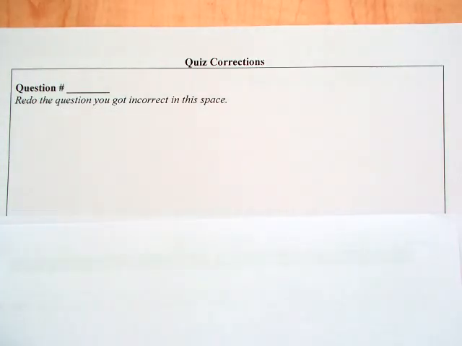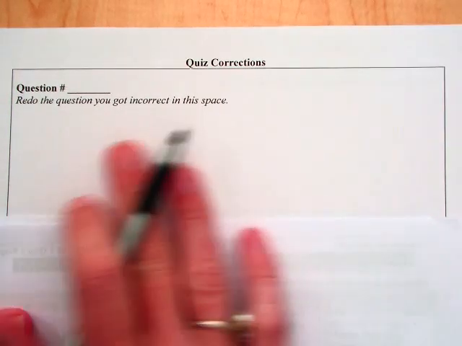Good morning. So today you guys are going to be doing quiz corrections. The way this works is when you get your test back, you're going to look at your Elluminate sheet and see which questions you got incorrect. Once you find a question you got incorrect, you're going to correct it in this space first.